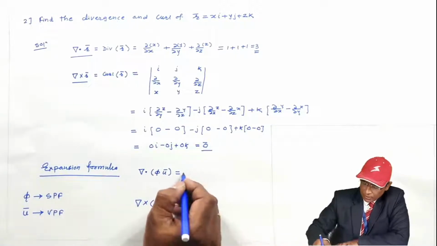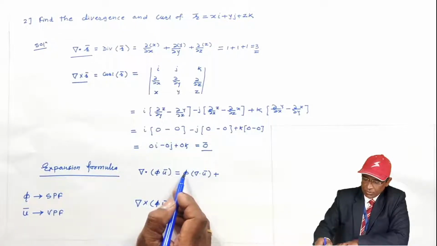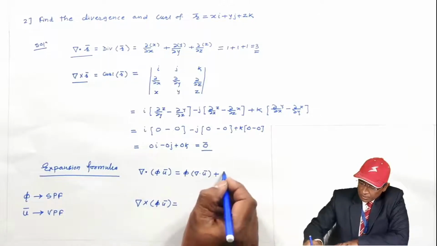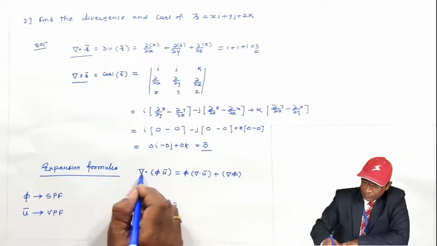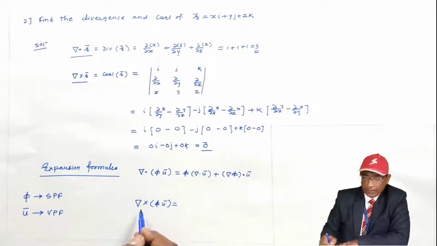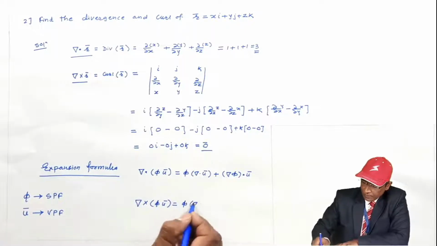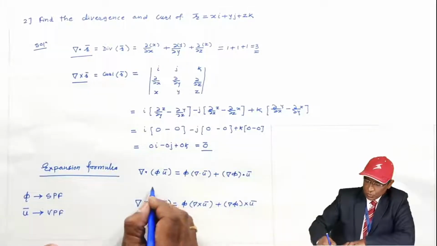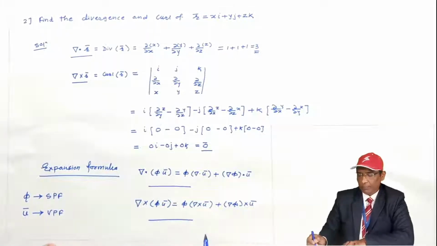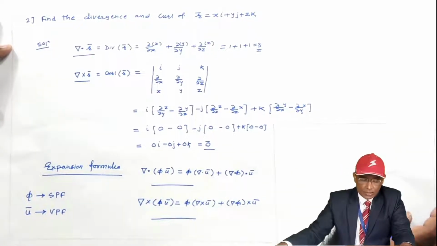Now how to resolve it? Take phi outside: phi del dot u bar, plus gradient of phi dot u bar. Similarly, del cross phi u bar: just replace dot by cross. Phi del cross u bar plus gradient of phi cross u bar. So these two expansion formulas are very important when we solve problems on vector identities.